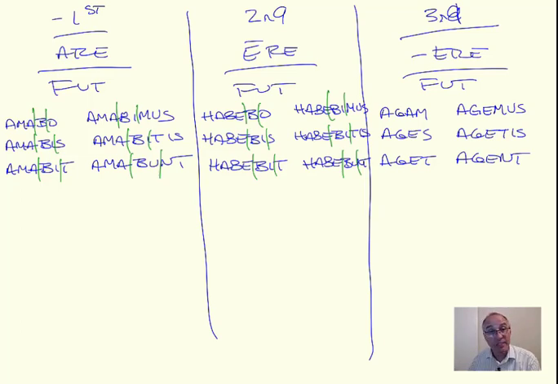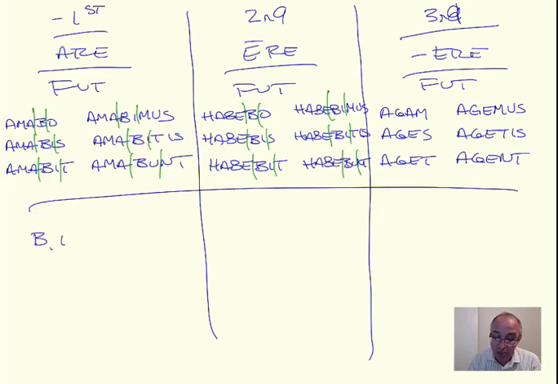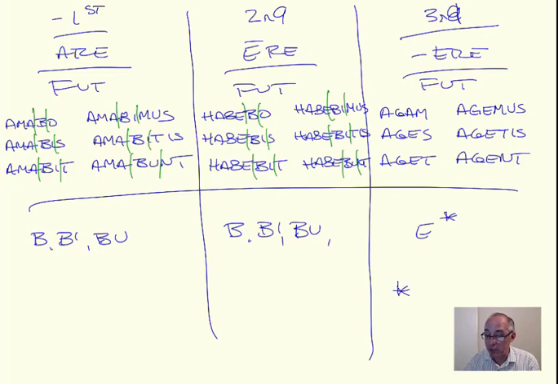The E, except for the first person singular, is the sign of the future tense. In other words, the future tense in the first is B, BI, BU, B, BI, BU, and then here it's an E, except for in the first person singular, which becomes an A. Annoying, I get it, I understand, but that's just the way it is.